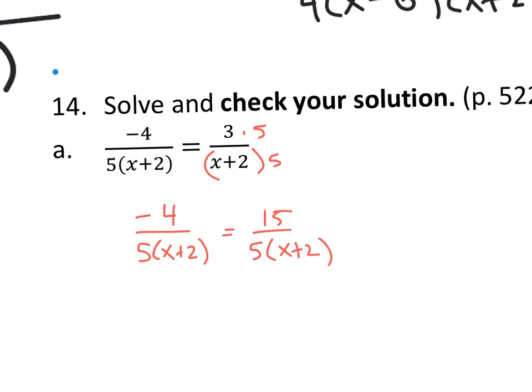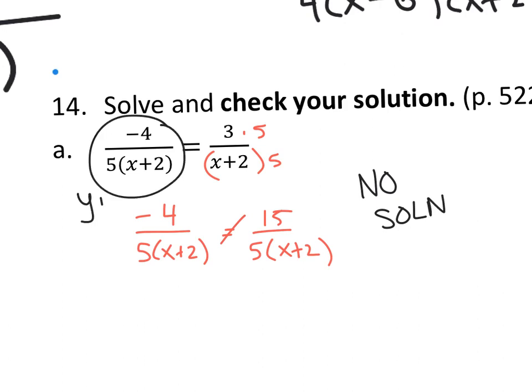If you have denominators that are the same in an equation, that must mean the numerators are equal. Well, the numerators are not equal because negative 4 does not equal 15. So this would be a case of no solution. You could also show it by checking this graph. You could put this in y1 and you could put this in y2 and you would see that they would not intersect. You can always check your answer that way too.